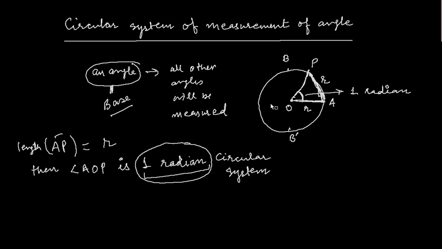Now we have taken an arbitrary angle, so we need to prove that this 1 radian is independent of the circle. Whether I take a small circle, a large circle or a medium circle, the measurement of this angle should be constant. Only then can we use it as a base for the circular system. So I need to prove that 1 radian is a constant quantity. Let's see how we prove that.